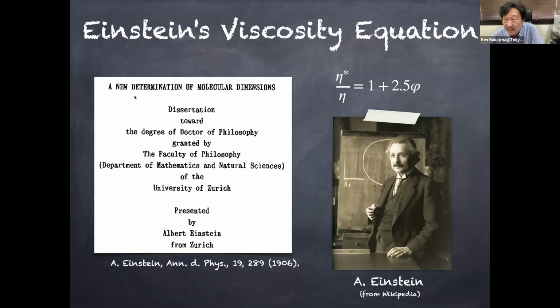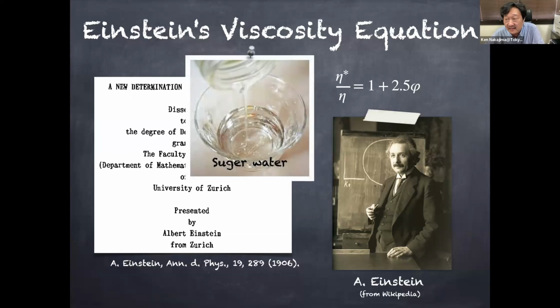Wow, so nice title. How to determine the size of molecule. And finally, he got this equation. Now I let you know. His subject was this. Why? Water is viscous. Of course, a bit viscous. But if you add sugar into water, then the sugar water becomes more viscous. And he investigated why this happened.